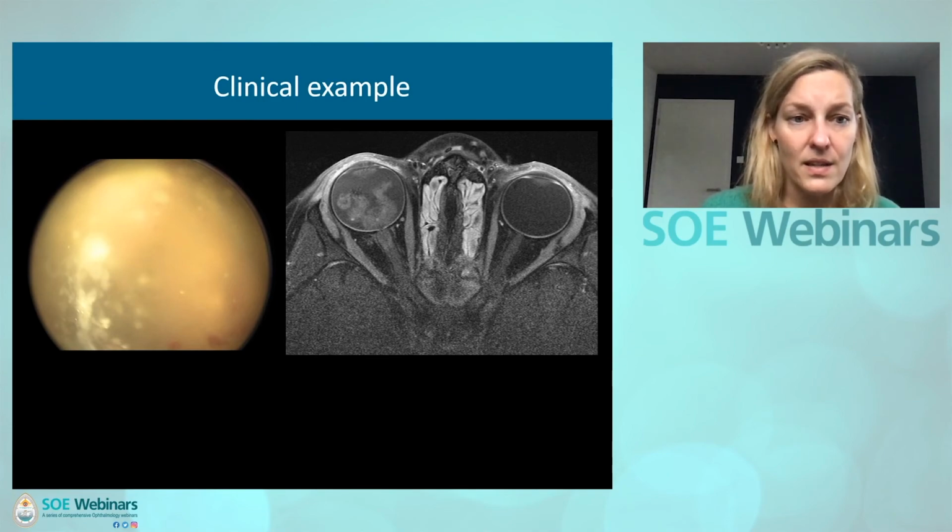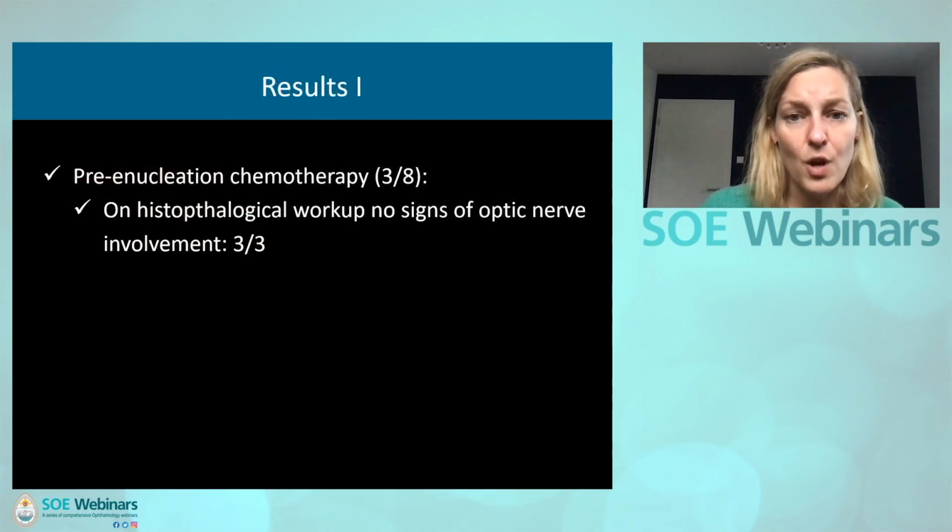Here, one clinical example. On the left, you see the RetCam images of an advanced retinoblastoma, and on the right, the corresponding MRI scan. And here you see the intraocular tumor masses and the presumed optic nerve involvement. Let's have a look at the results.